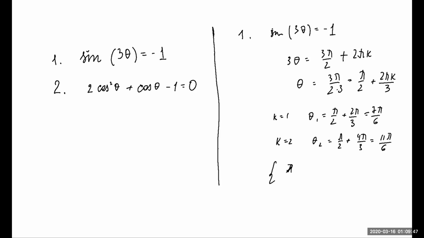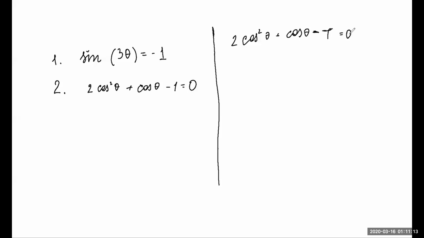So what are going to be the solutions? Solution number 1 is just pi over 2, which sits over here. We can call it theta 0. And there are 2 more solutions, 7 pi over 6 and 11 pi over 6. Okay, that's the solution of problem 1. Now I'm going to erase everything, and I don't want to do it using your time. Okay, so I'm going to solve the second equation.